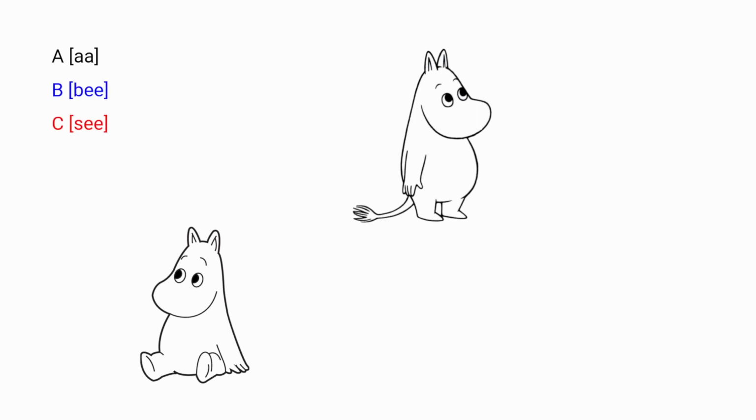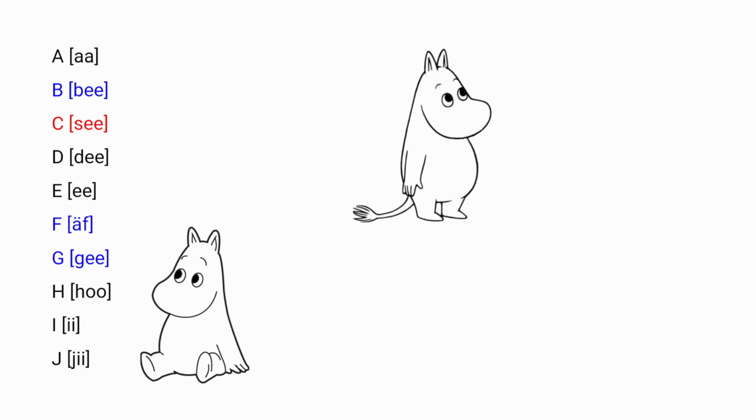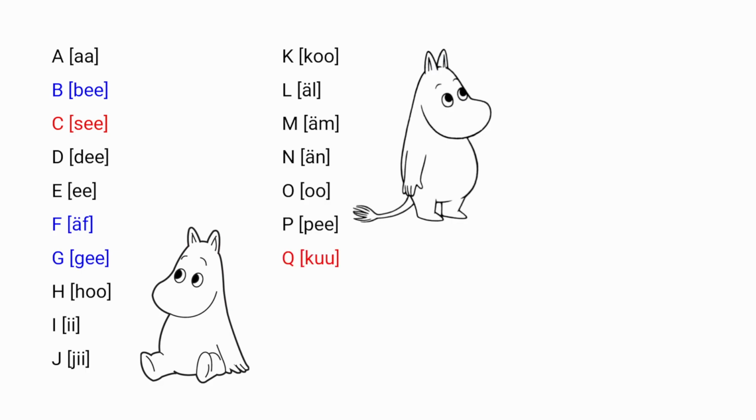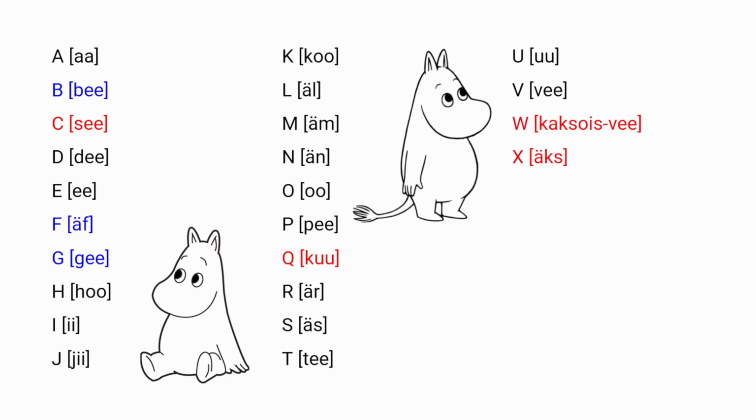B, C, D, E, F, G, H, I, J, K, L, M, N, O, P, Q, R. As you probably noticed, R is a trilled R. S, T, U, V, double V, X, Y.